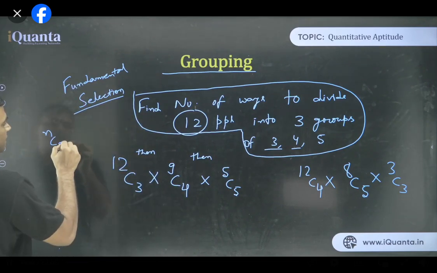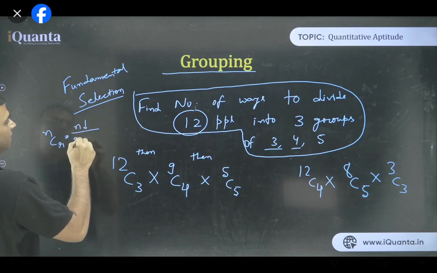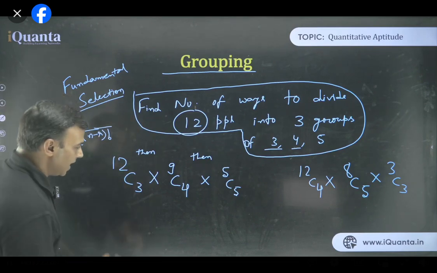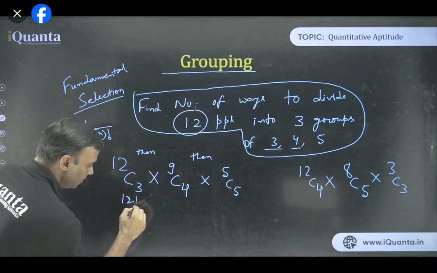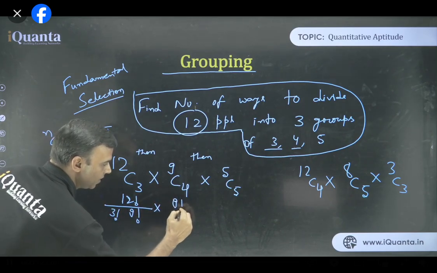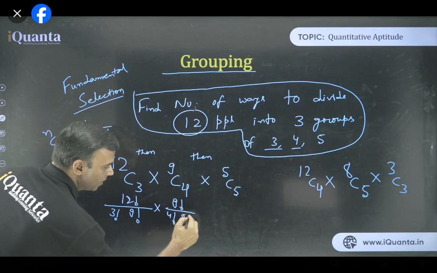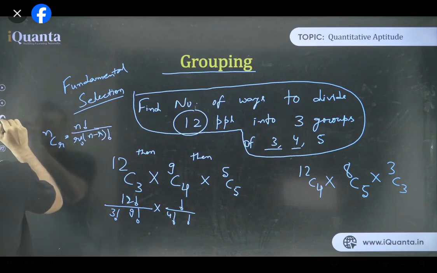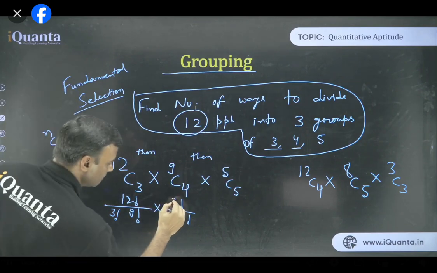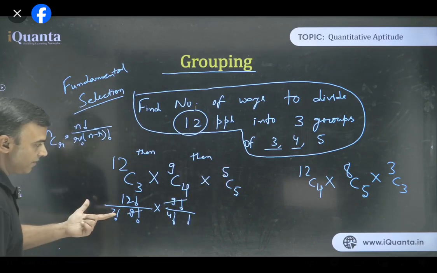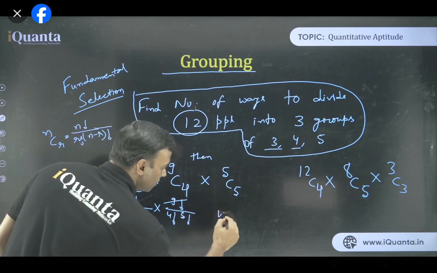Are you aware of the nCr formula? I'm sure you are. nCr is equal to n factorial divided by r factorial times (n minus r) factorial. If you open that, 12C3 will be 12 factorial divided by 3 factorial, 9 factorial, into 9C4, which is 9 factorial over 4 factorial, 5 factorial. And 5C5 is 1, so I'm not taking it. So 9 factorial and 9 factorial cancel. We are left with 12 factorial.